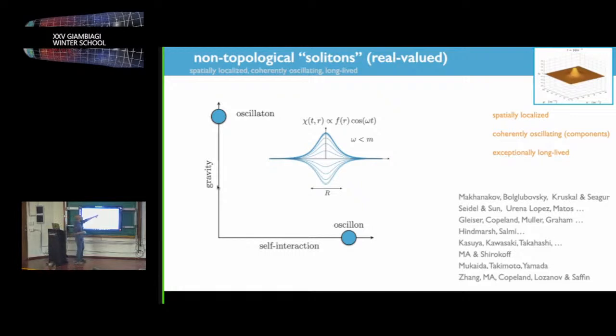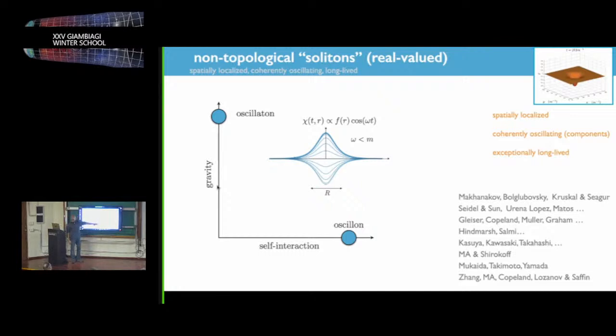But remember, this is what the field looks like. It looks like some fixed profile, and it's oscillating in time. And an important thing is that the frequency of oscillation will always be smaller than the mass. You can think this through and realize that this has to be true if this is a bound thing. Otherwise things would have leaked out.